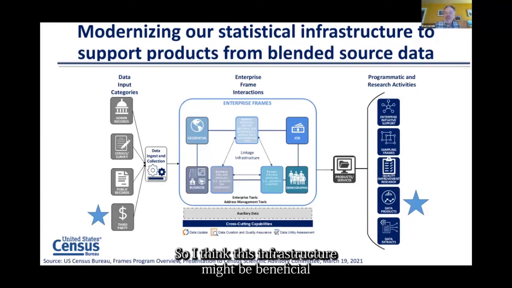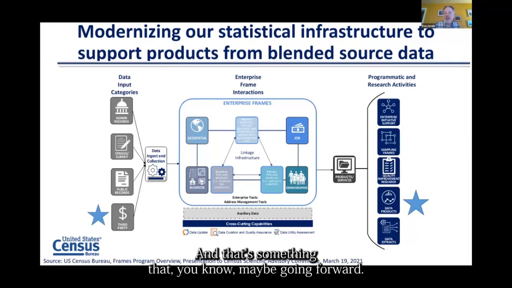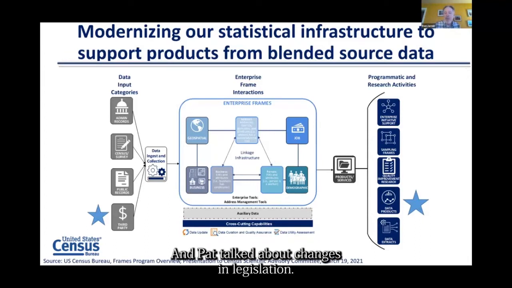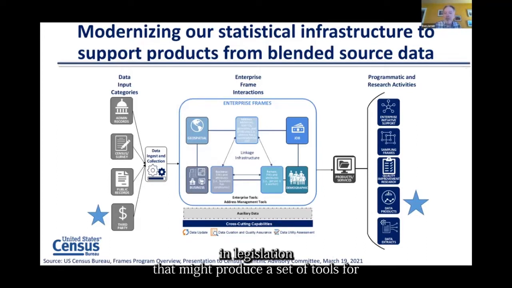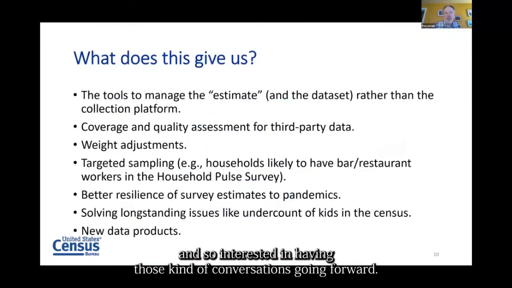So anyway, I think this infrastructure might be beneficial for uses outside the direct domain interests of the stat agencies, and that's something for going forward. And Pat talked about changes in legislation. There are other ways we can think about changes in legislation that might produce a set of tools for the broader community that might be beneficial. And so I'm interested in having those kinds of conversations going forward.